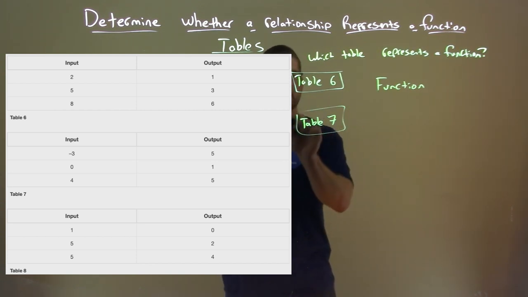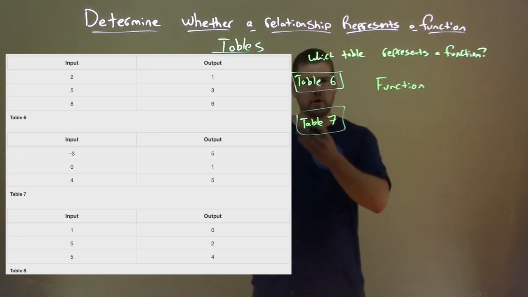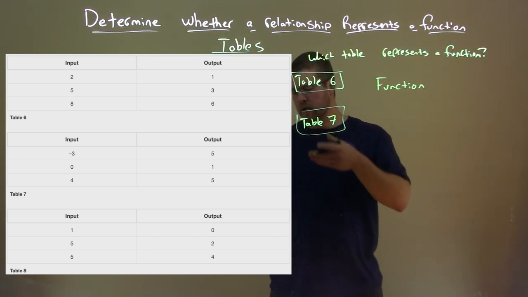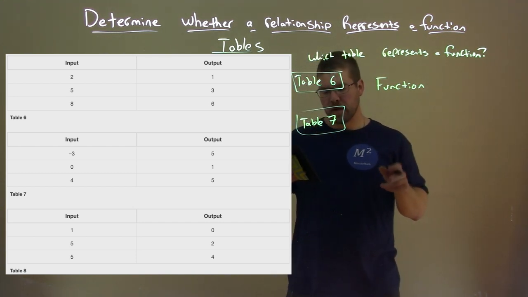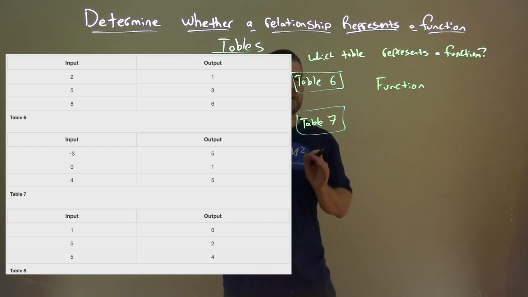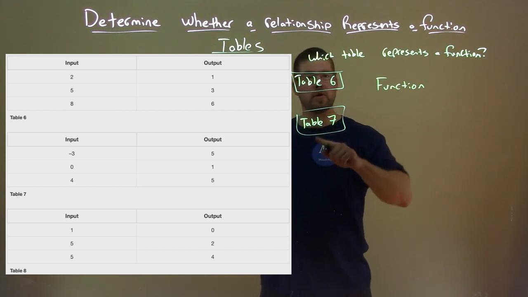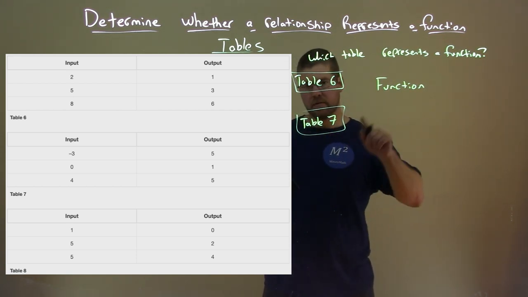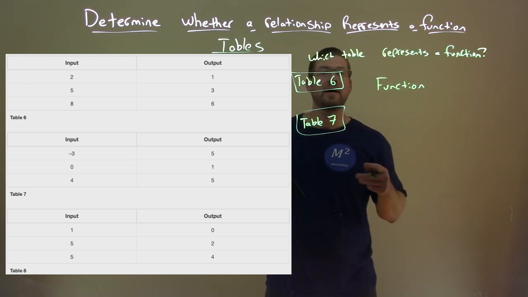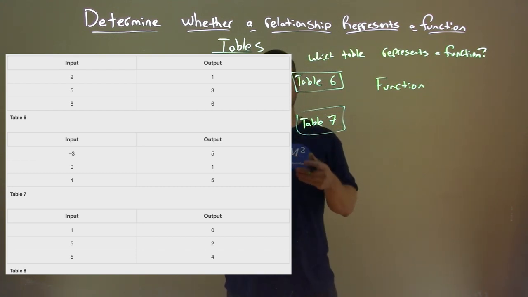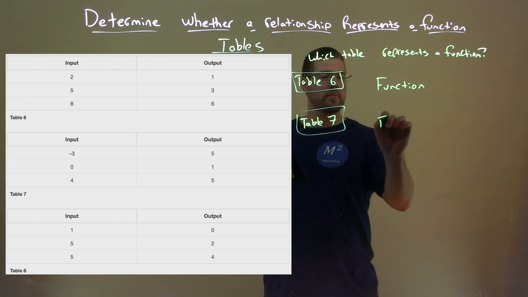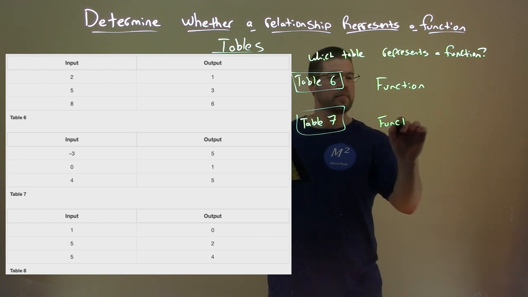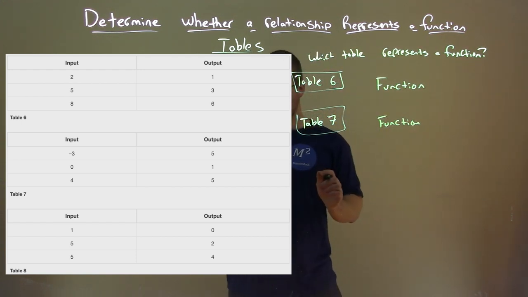What about table 7? Okay? Well, again, let's look at our inputs. Negative 3, 0, and 4. Negative 3 goes to 5, 0 goes to 1, and 4 goes to 5. Are we allowed to have two different inputs go to the same output? Negative 3 went to 5, and 4 went to 5. And yes, we're allowed to have that. Two inputs can go to one output. So table 7 is a function. Okay? What about table 8?